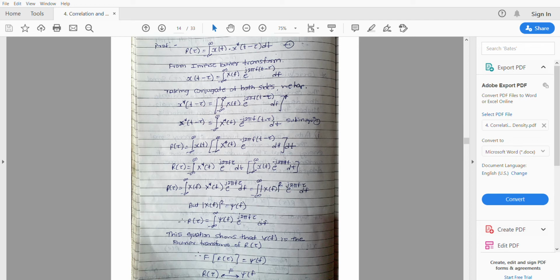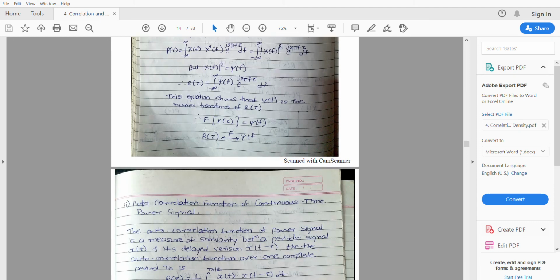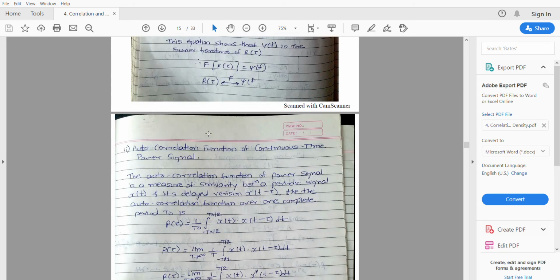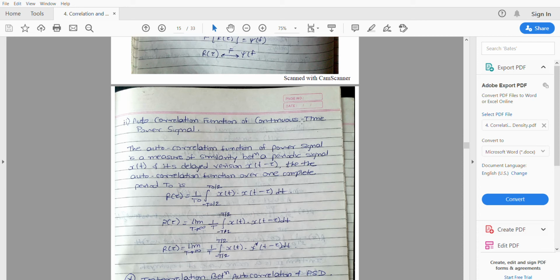That is nothing but the inverse Fourier transform. So hence we proved that if we take the inverse Fourier transform of the ESD, which is in the frequency domain, we get the autocorrelation function in the time domain. So we proved that the autocorrelation function and ESD form inverse Fourier transform pairs of each other. In a similar way, consider the autocorrelation function of a continuous time power signal. The autocorrelation function of a power signal is a measure of the similarity between a periodic signal x of t and its delayed version x of t minus tau.